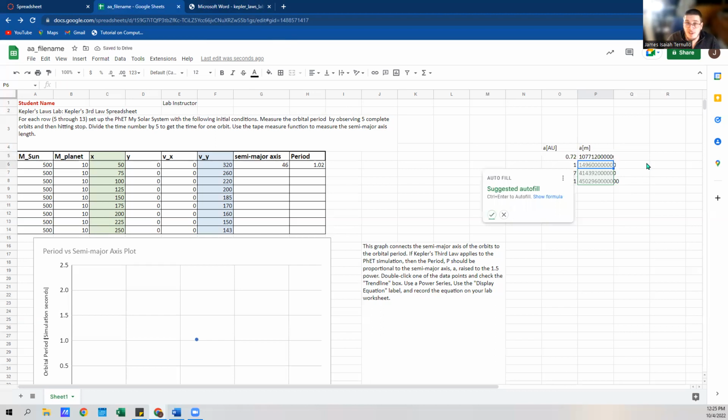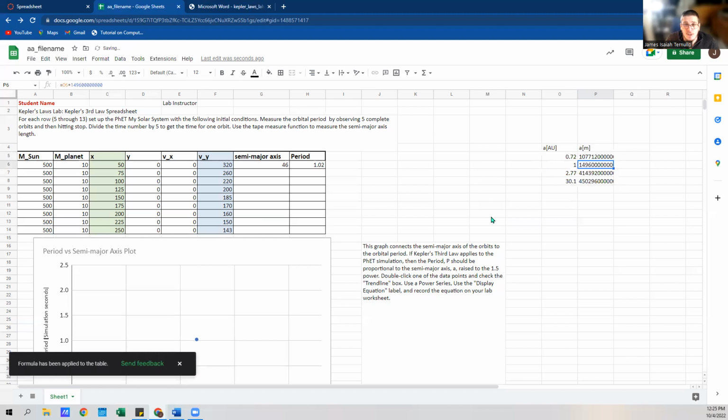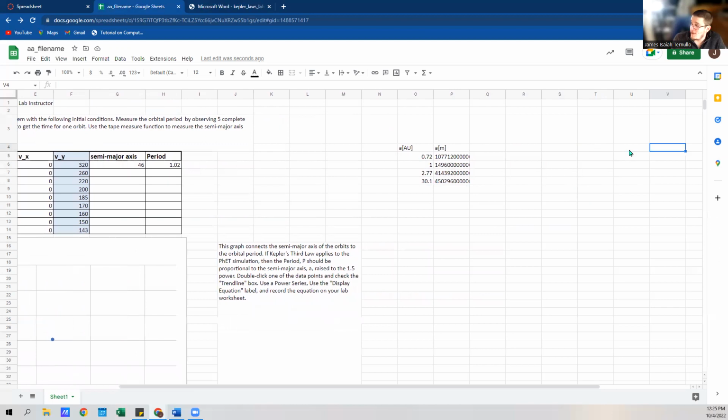And the beautiful thing is it suggests to autofill the rest of the column for me. So if I click this, bam, it does the whole thing for me. I only had to do one math problem and it did 4. So pretty good trade-off. So you can continue to fill out these columns until you arrive at your period in years.